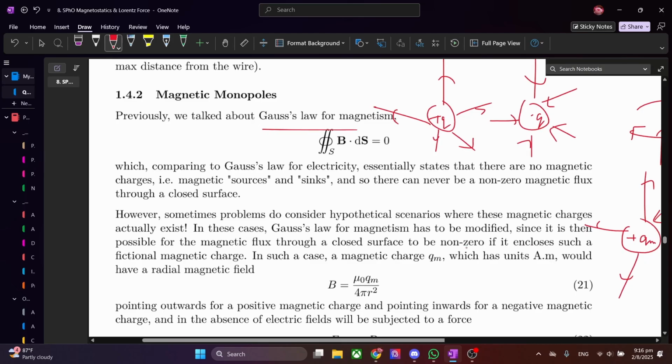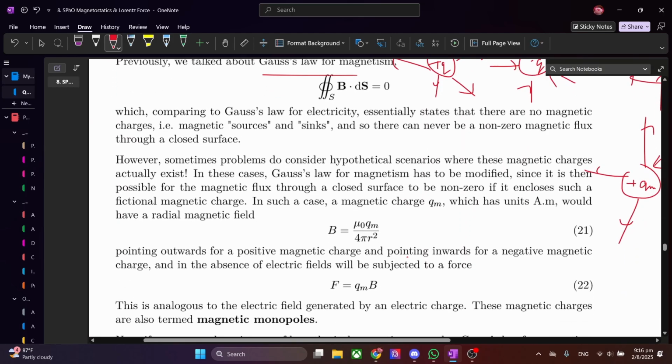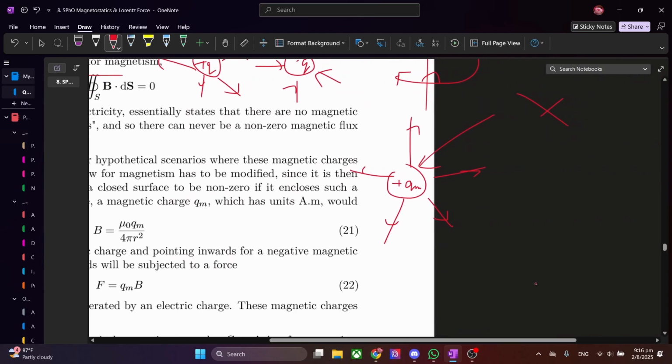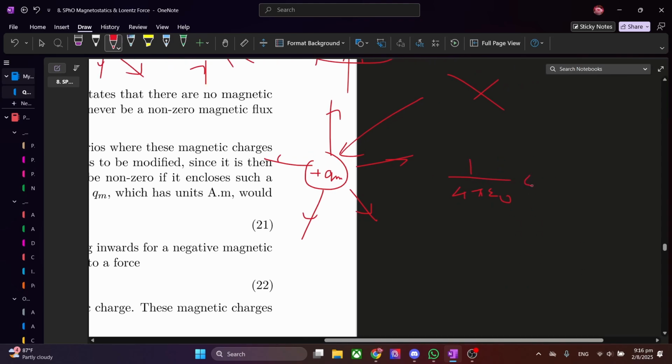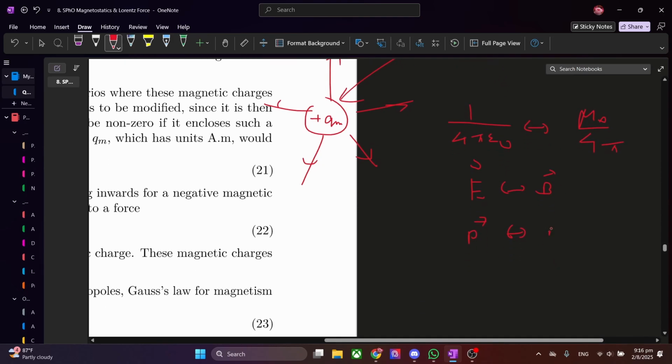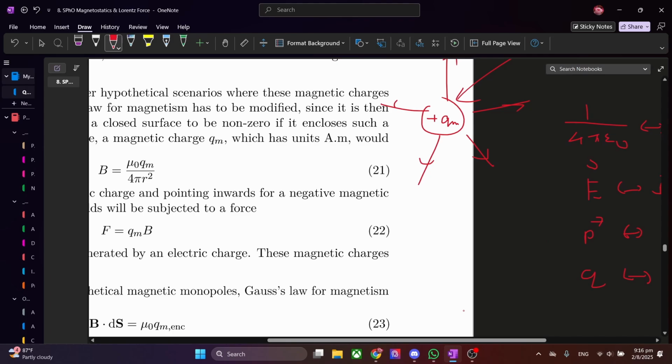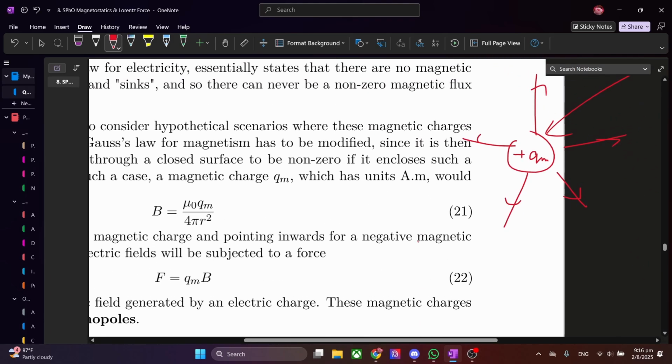If they do, the good thing to know is that they are very similar to the electric analogies, where your 1 over 4 pi epsilon naught, this electric constant, would correspond to mu naught over 4 pi. And we have other basic quantities: E would correspond to B, P would correspond to M. And your charge Q would correspond to Qm. This Qm is what we deem a magnetic charge, which has units of ampere meters.